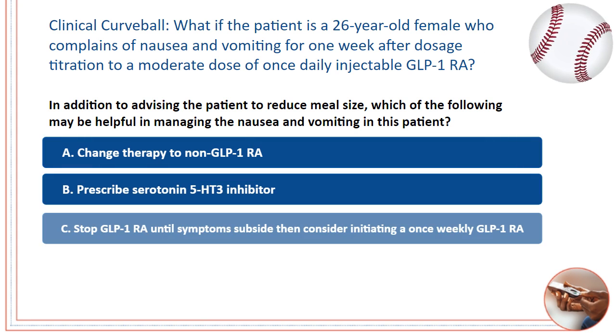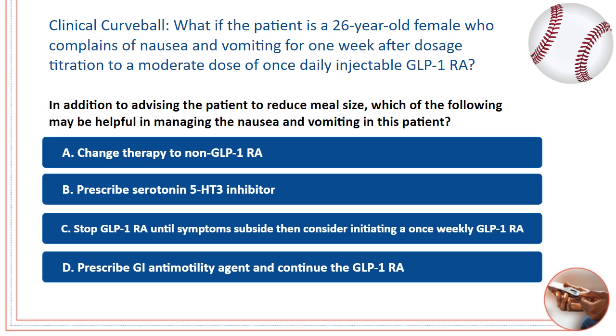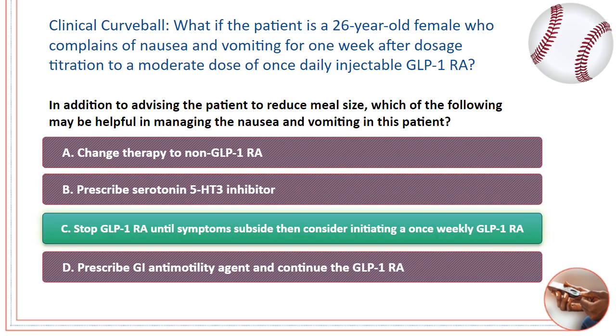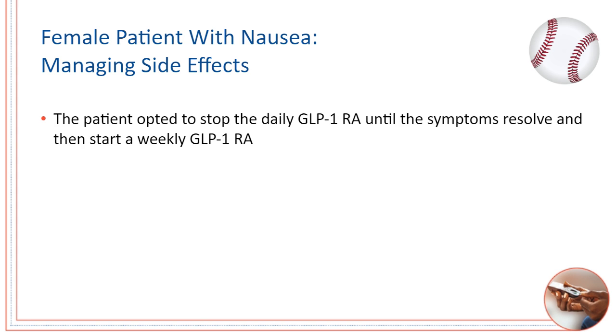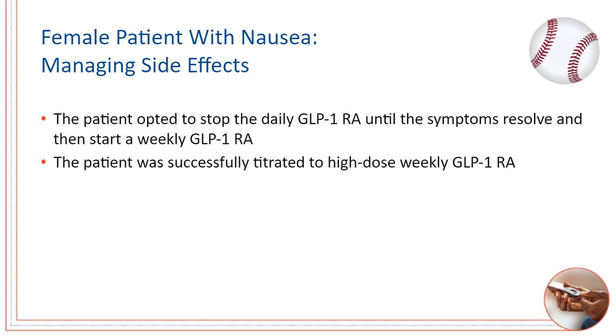Stopping the GLP-1 receptor agonist until symptoms subside, and then considering a once weekly GLP-1 receptor agonist option might be the best approach for this patient. She opted to stop the daily GLP-1 receptor agonist and the symptoms resolved, and then started a weekly GLP-1 receptor agonist. She was successfully titrated to the high-dose weekly GLP-1 receptor agonist.